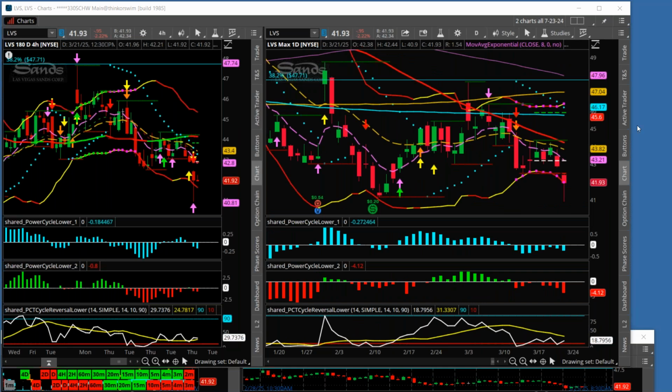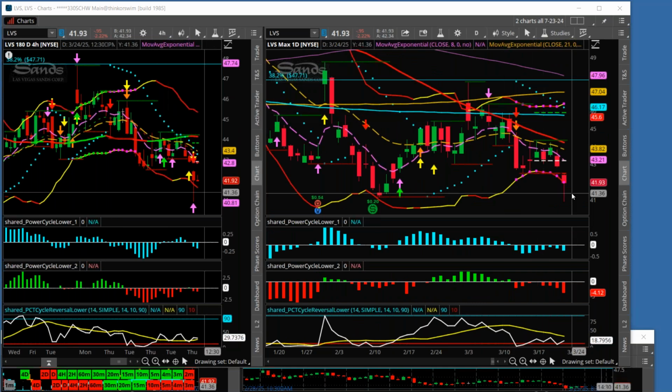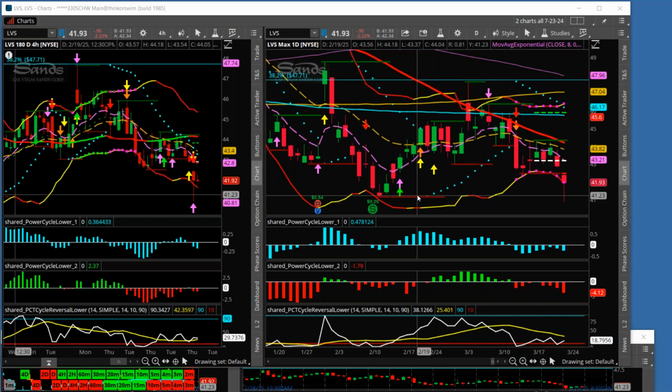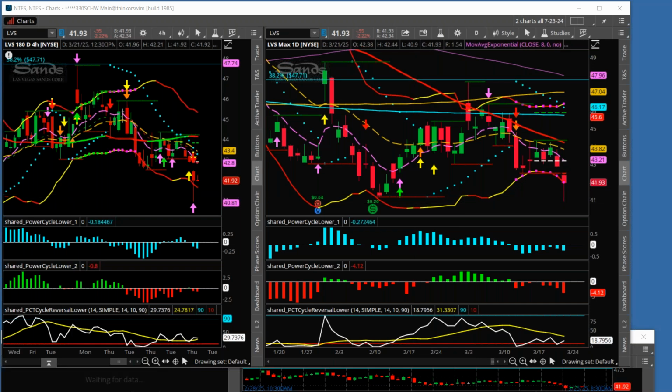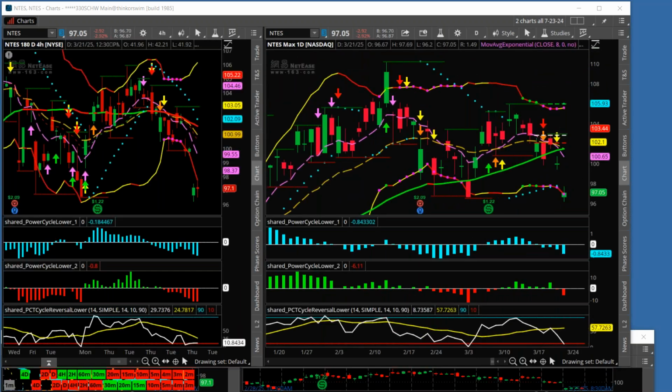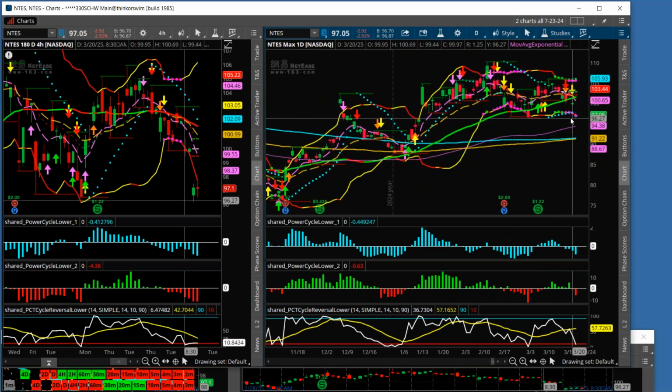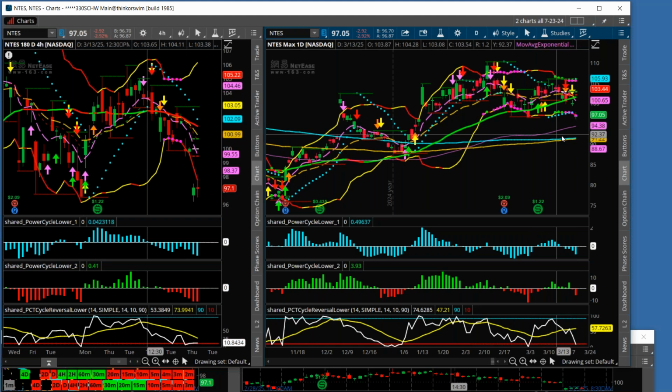LBS, it's broken pretty hard below that 200. It's just kind of right here on some support. Let's see what else we can find. This actually looks poised, but see there's this big gap, so it could fill that gap and then take the next leg down. See this area? This is key support right there, 96. If that breaks, then we're looking down to 91.